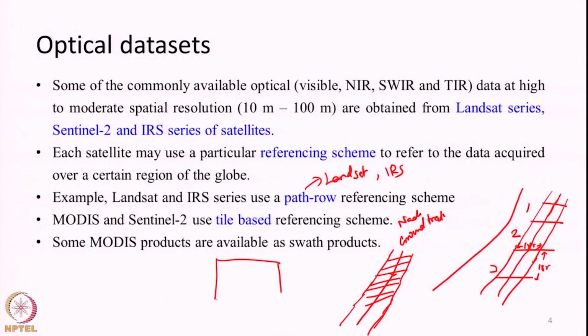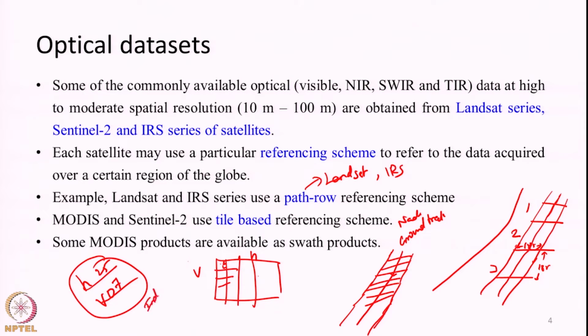What they will do is they have divided the earth into what are known as fixed tiles, and each location will be located within a particular tile. Say they will give H25 V07. It is like a 2-dimensional coordinate system. It may be located over India. We can identify H25 V07 as the MODIS coordinate system over southern India. Like this they will provide: this particular part of the globe is covered in this tile.